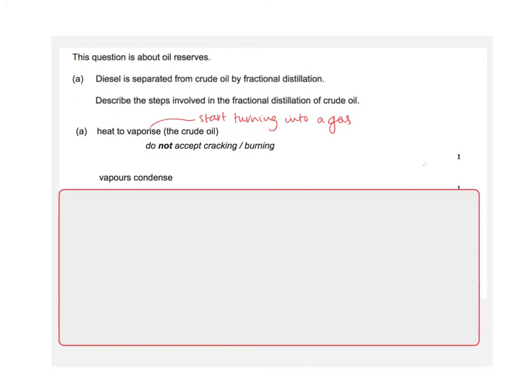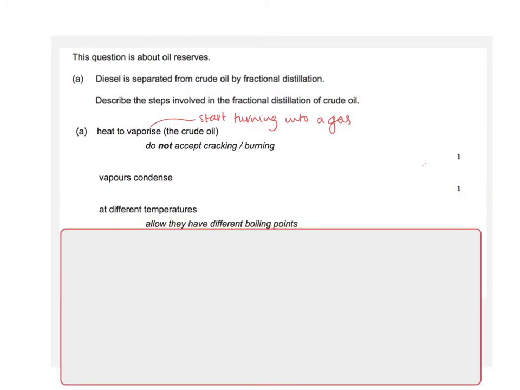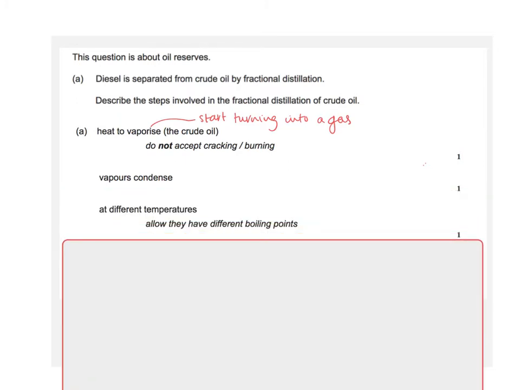Then what we need to mention is that the vapours condense, and they condense at different temperatures because they've got different boiling points. Now remember, condensing is when they turn from a gas to a liquid, and this is then where we get the fractions coming off of that column. And they occur at different temperatures because they've got those different chain lengths, but it's not asking me about why. Okay, it's only describing the steps involved. So heat to vaporise, the vapours then condense, and they condense at different temperatures.